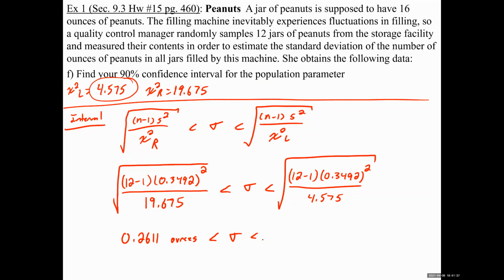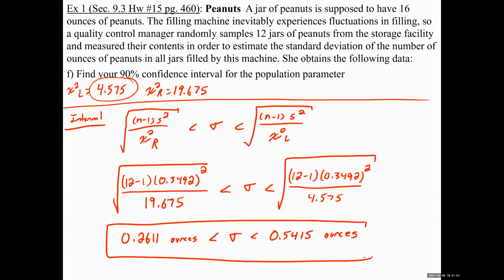The other side, 11 times 0.3492 squared divided by 4.575, get the answer, and then take the square root, second answer. And I'm getting 0.5415. And that's how you build a confidence interval for sigma.